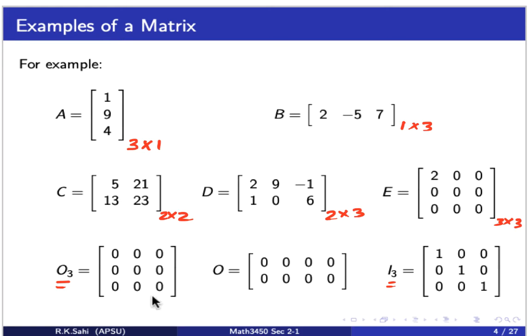O3 is a bunch of zeros, but it has 3 rows and 3 columns. Similarly, this O is also a bunch of zeros, but this one has 2 rows and 3 columns. I3, on the other hand, also has 3 rows and 3 columns.